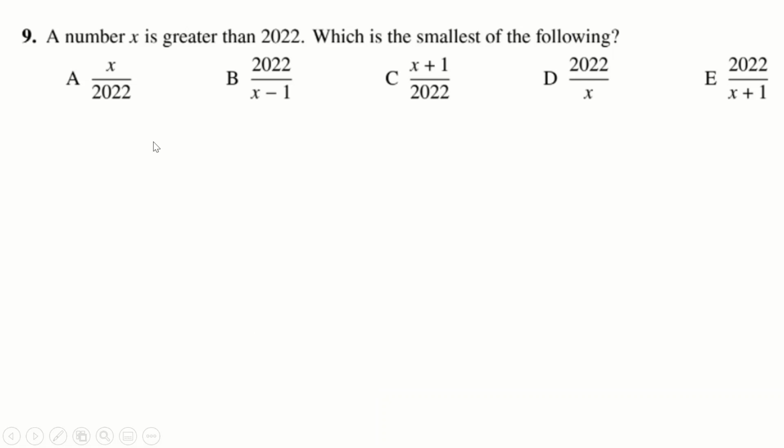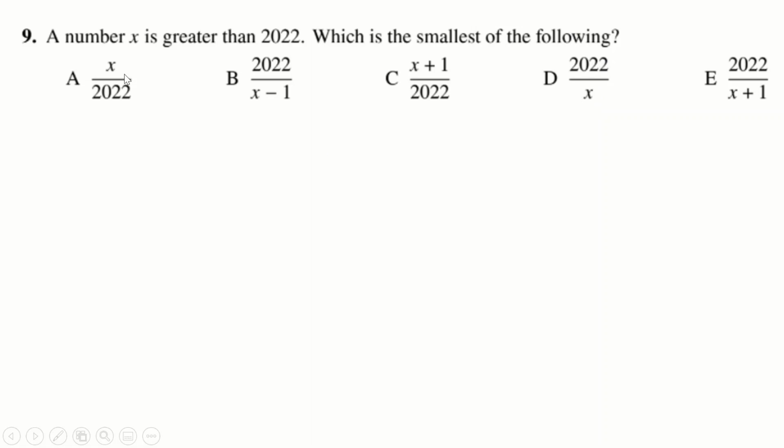Question number 9, so yeah, we've got to think here, how do you make a fraction small? And the way to make a fraction small is to make the denominator as big as possible. So here, x is bigger than 2022. So if we just compare A and D for a moment, D is going to be smaller because the denominator is bigger, right? You're dividing by more stuff.